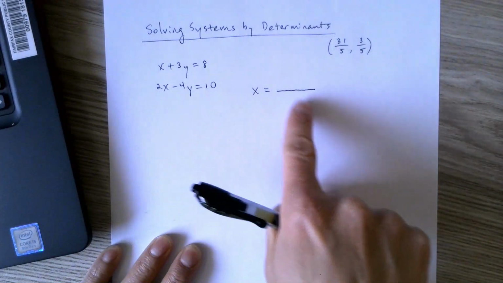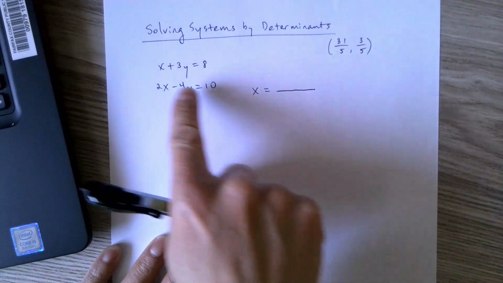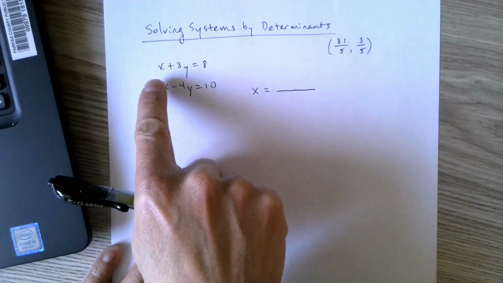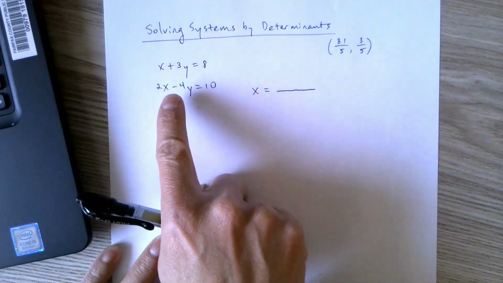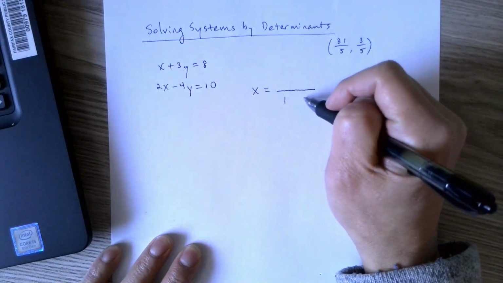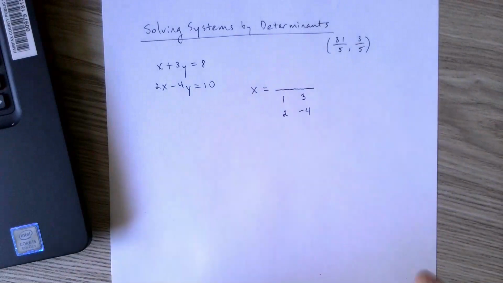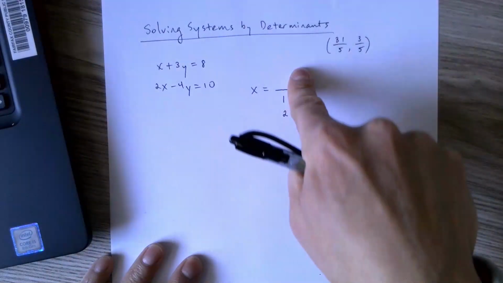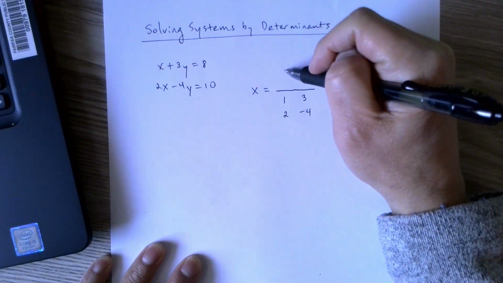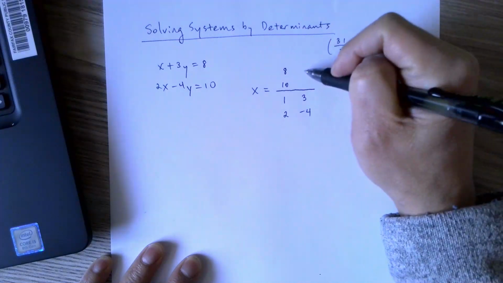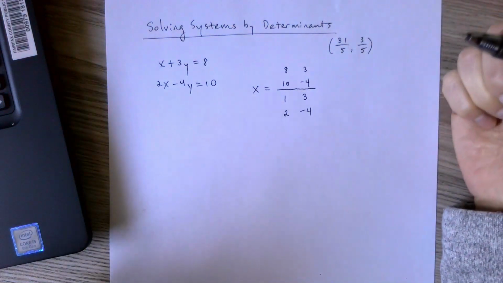and I know that in the denominator I have to write down the 4 coefficients from the left side of these two equations. The 1, the 3, the 2, and the -4. Those are the 4 coefficients from the left sides of the two equations. 1, 3, 2, and -4. And I'm going to do some sort of calculation with these 4 numbers in a second. But first, I need 4 numbers in the numerator of my fraction as well. I'm going to write 8, 10, 3, -4.